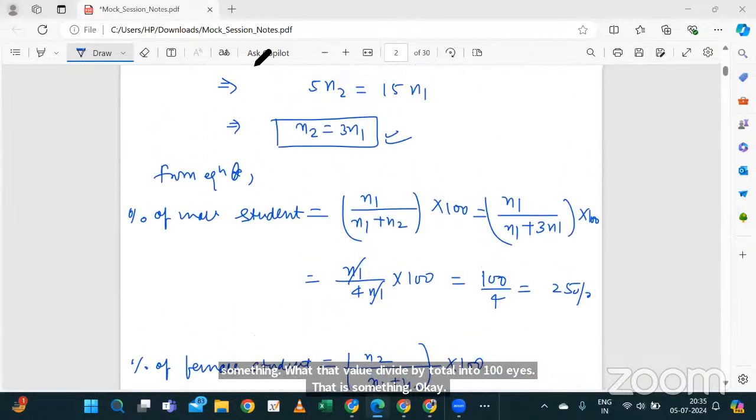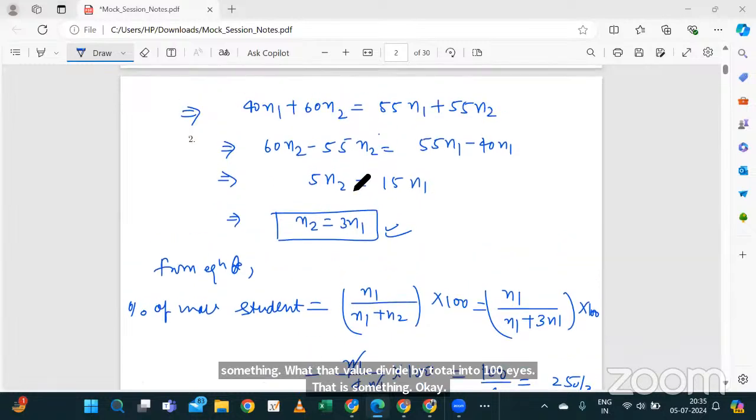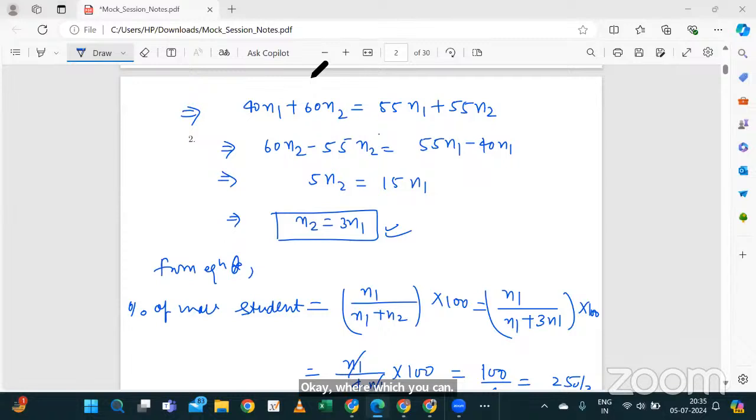Okay. Which equation do you doubt? Which equation, Rajaman?